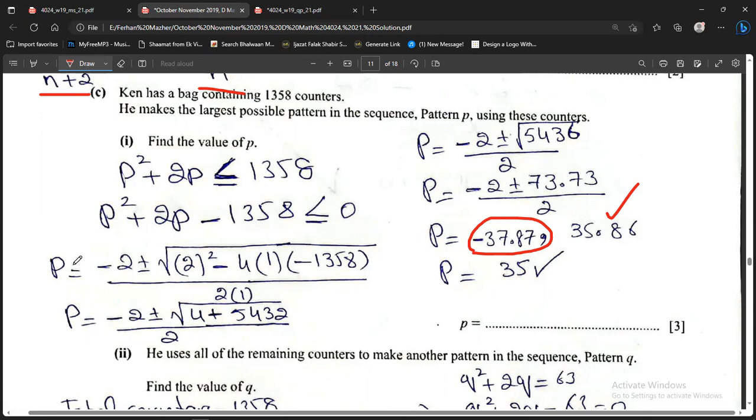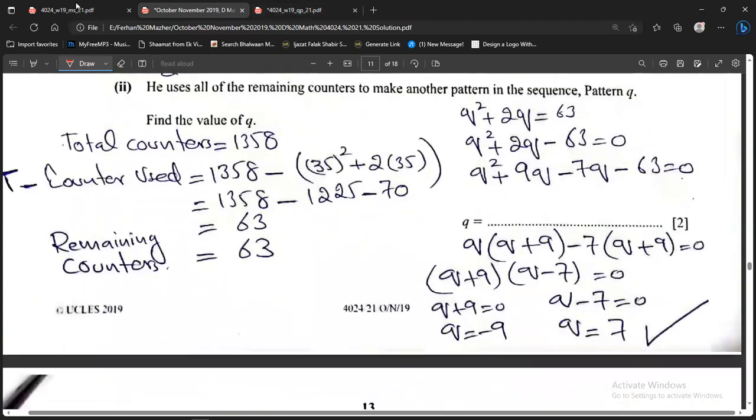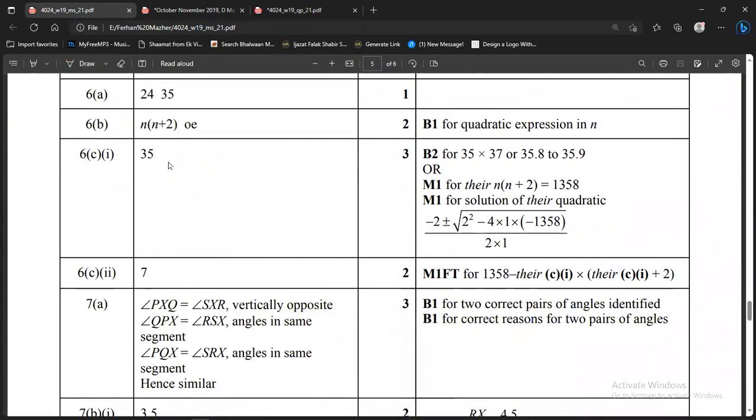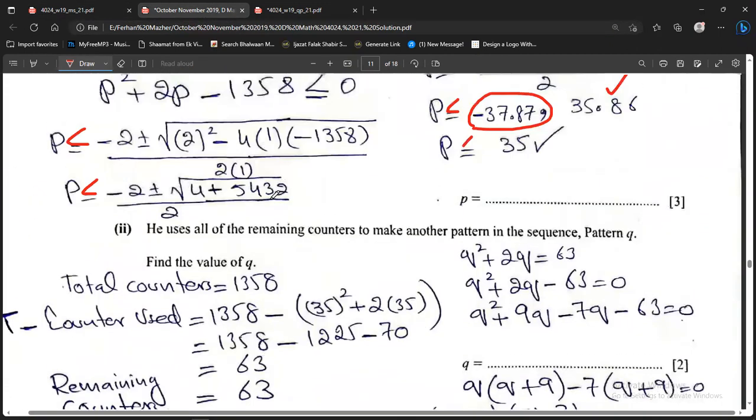Actually, I should have written it something like this. Okay. So from here, I concluded that it's 35. The 35th. The biggest pattern you can make with these number of counters is the 35th number. Okay. Let me check, where is that? 35th. Okay, that is right. Okay, so our answers are right. This is our answer.